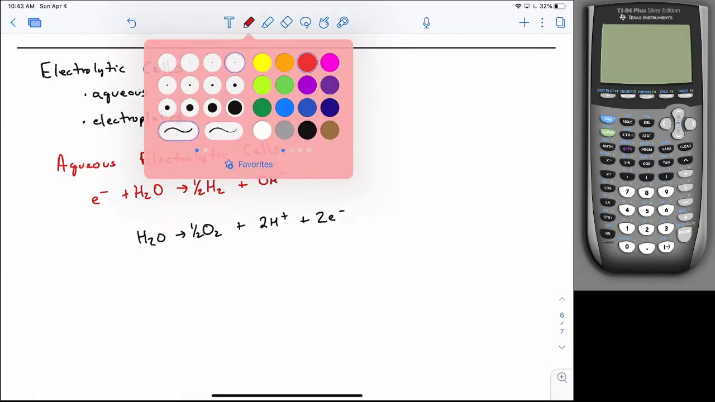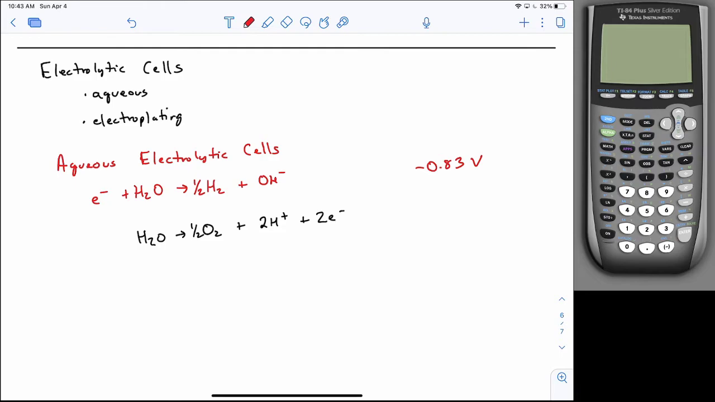And so they both have values as well. If you look in the data packet, they are posted there. Negative 0.83, and negative 1.23, because I had to flip it around. They give you the reduction of oxygen with 2 H pluses, and so I had to flip it around. So negative 1.23.